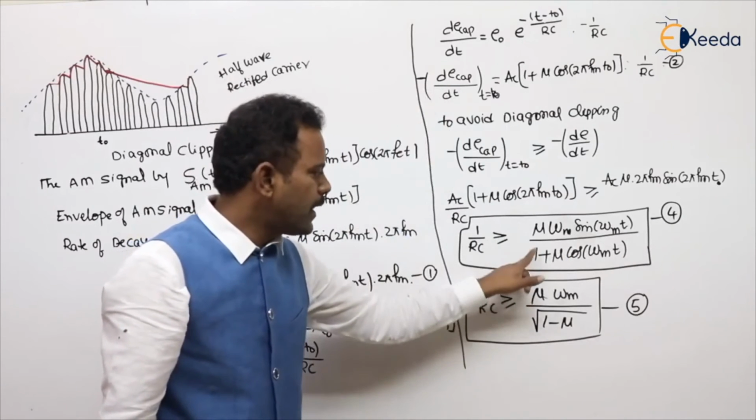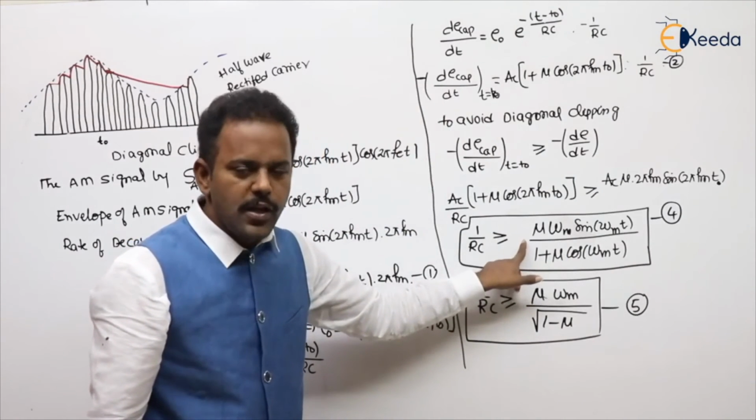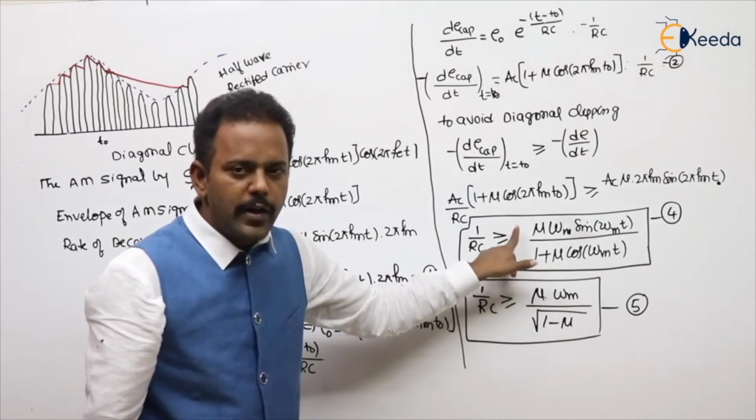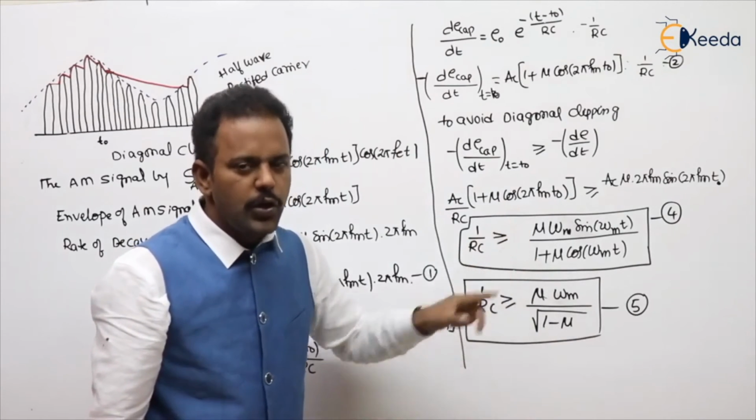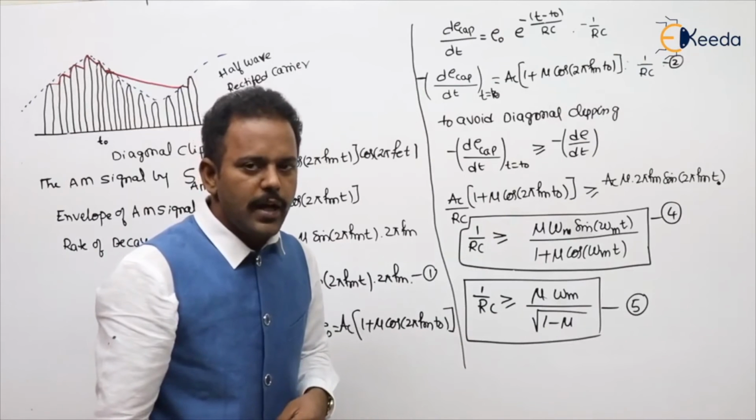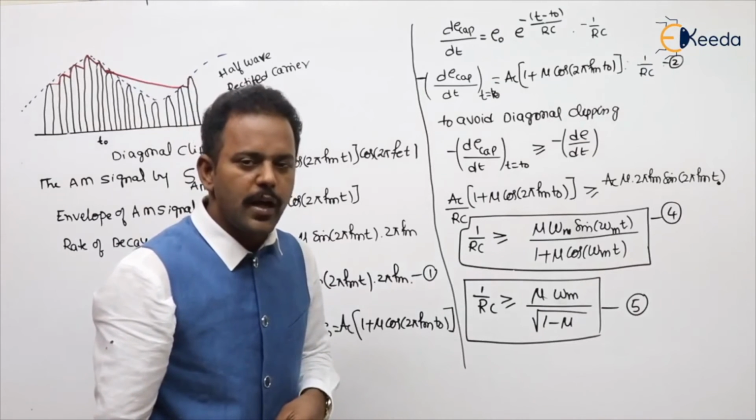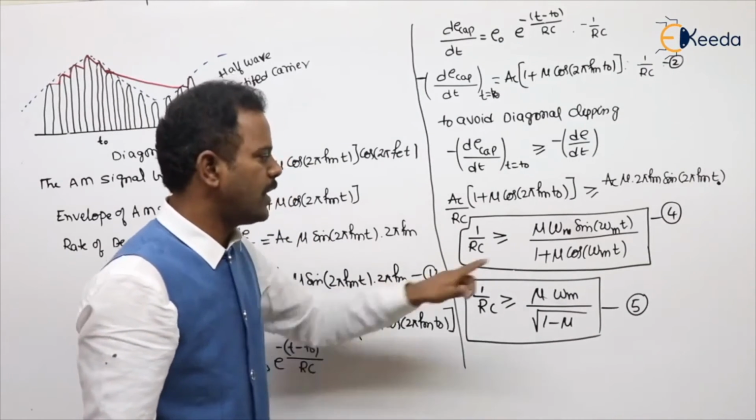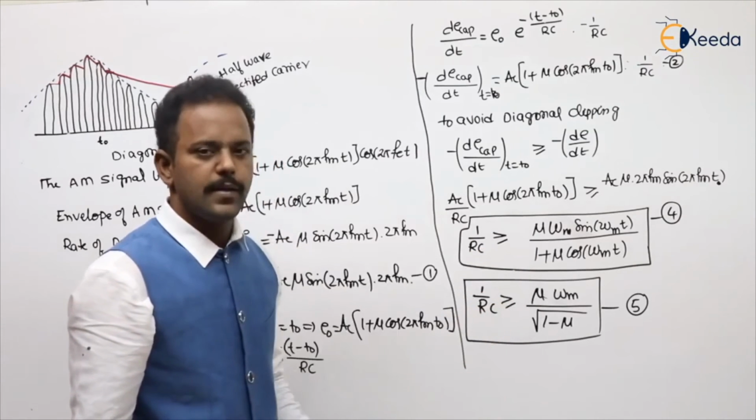How did I get this one? By calculating the maximum value of this. How do we calculate the maximum value? By differentiating and equating to 0, you will get the roots: sin omega mt equals minus mu, cos omega mt equals root of 1 minus mu square. Substitute here, and you will get this.